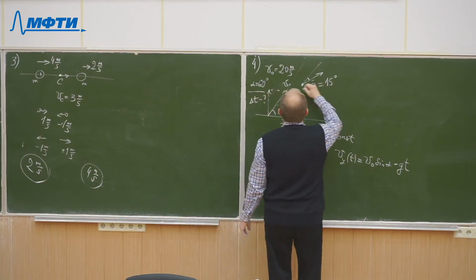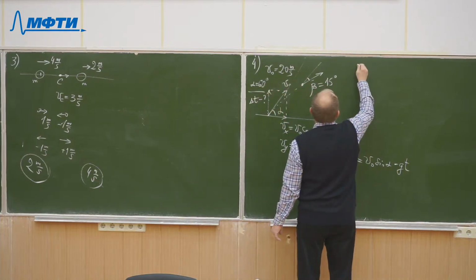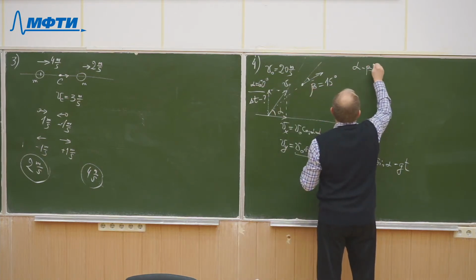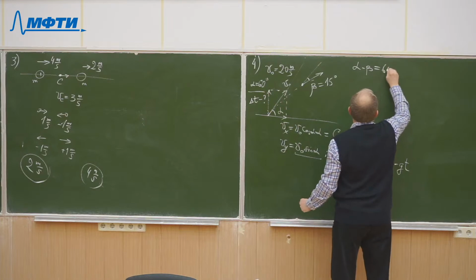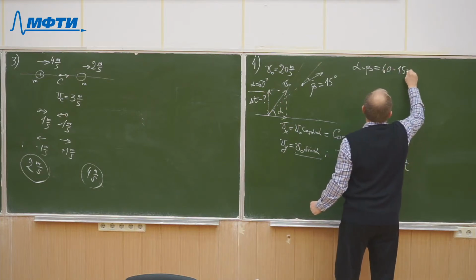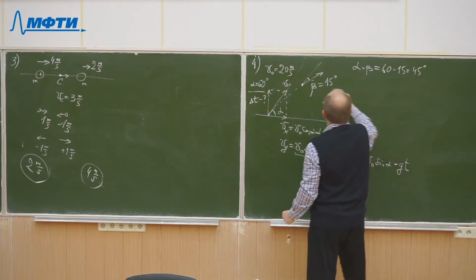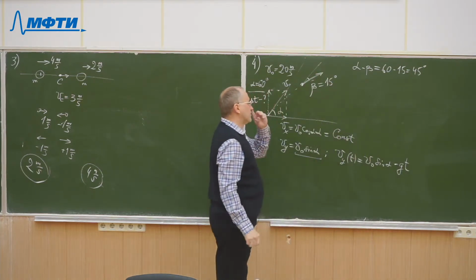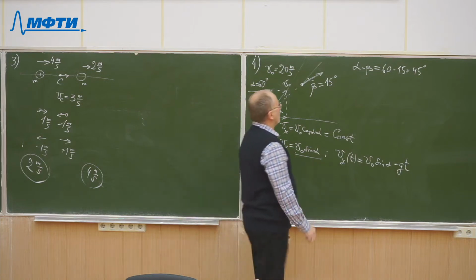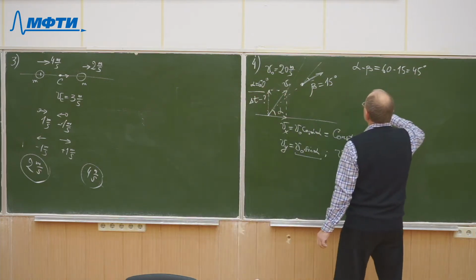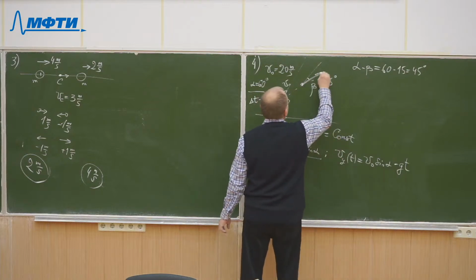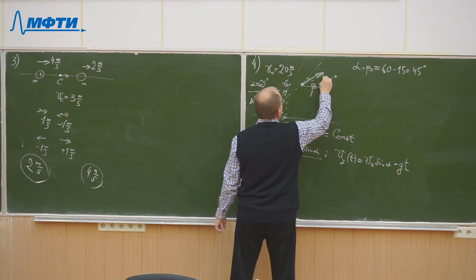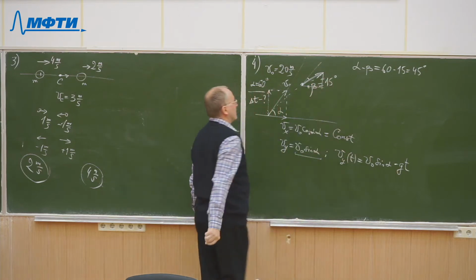15 degrees, what does it mean? It means that the initial angle minus this beta, 60 minus 15, will be 45 degrees. So at this particular point, the velocity is directed at 45 degrees to the horizon. It means that the vertical and horizontal components of this velocity will be the same.